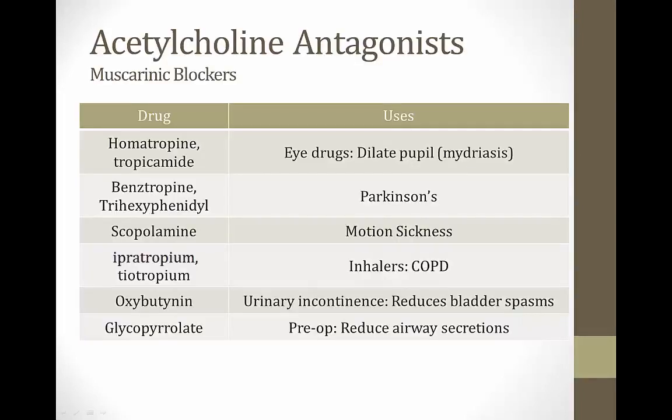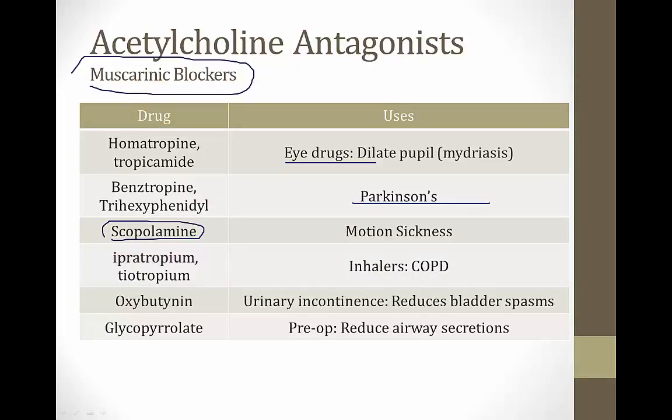So now let's talk about some specific drugs that do these kinds of things when we want to do it to help a patient. The drugs on this slide are all muscarinic blockers. The first two are homatropine and tropicamide, and these are ophthalmology drugs that dilate the pupil. Benztropine and trihexyphenidyl are sometimes used in Parkinson's. Scopolamine is given as a patch that you put behind your ear if you're going to be on a ship for a long time, and it prevents motion sickness.